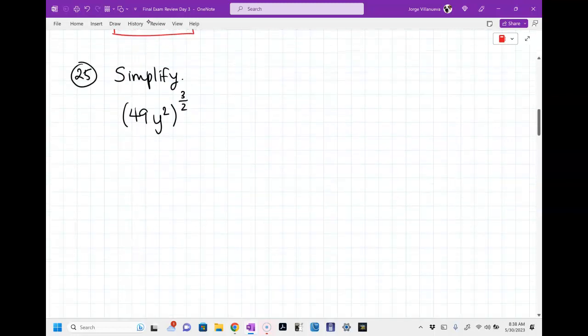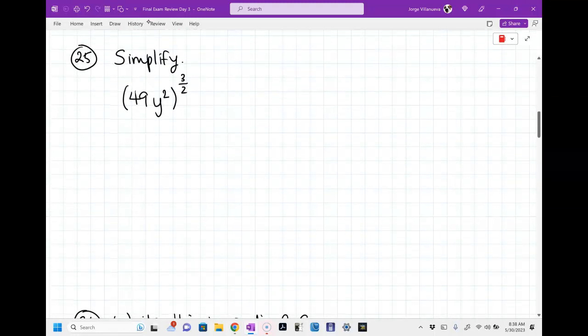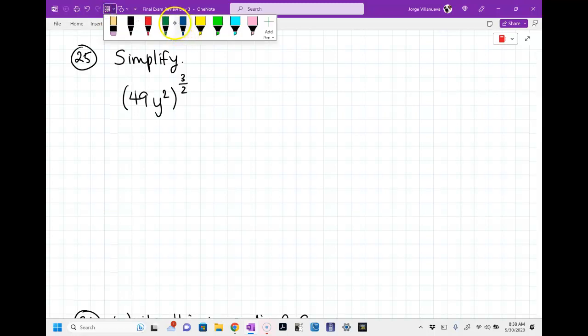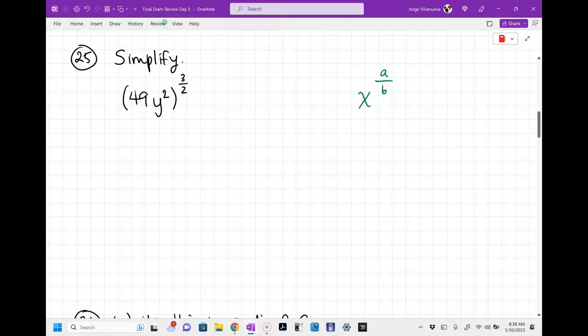All right, number 25. Now, here's where you guys might have to remember some stuff, so let me just remind you. Okay? Let me use green here. X to the a over b is the b root of x to the a. Okay, or the b root of x to the a. You can actually put the a inside or outside. I prefer on the outside, but you can also put it on the inside.